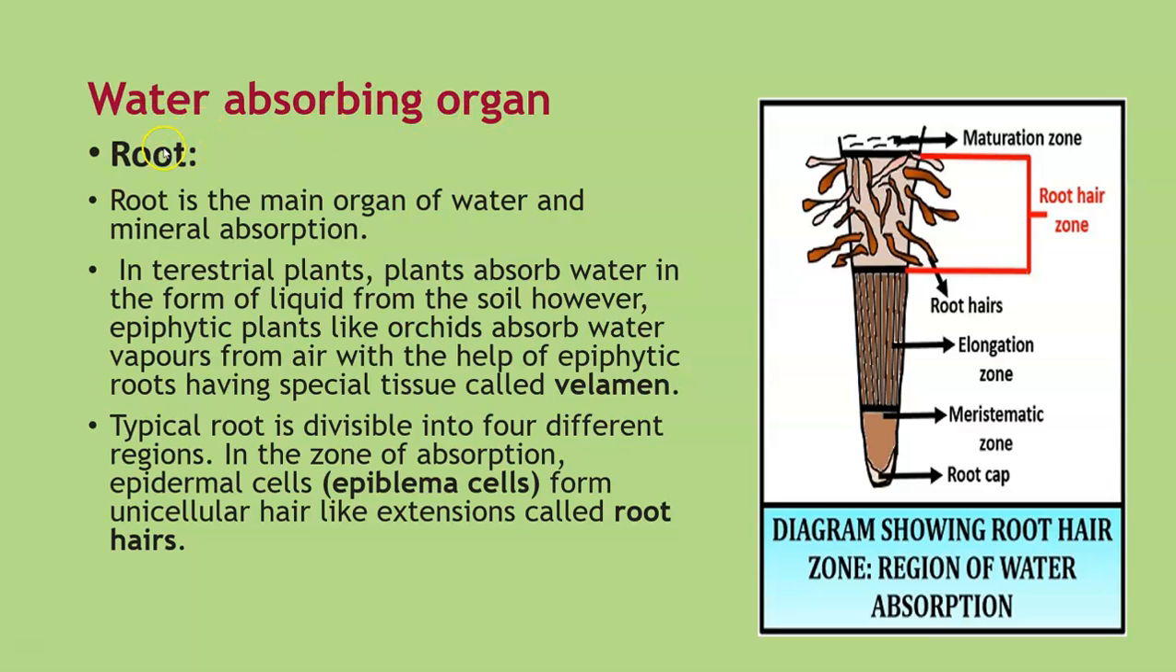Students, now let us have a look at the water absorbing organ. Roots play a very important role in the absorption of water for plants. Root is the main organ of water and mineral absorption. In terrestrial plants, plants absorb water in the form of liquid from the soil. However, epiphytic plants like orchids absorb water vapors from air with the help of epiphytic roots having special tissue called velamen. A typical root is divisible into four different regions.